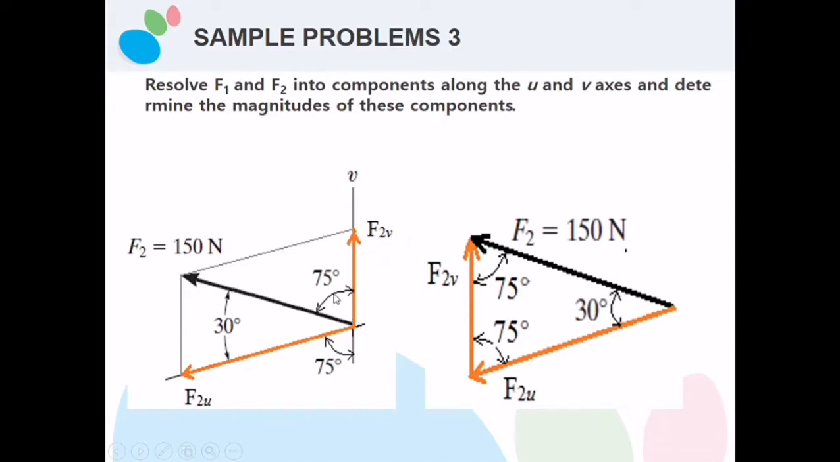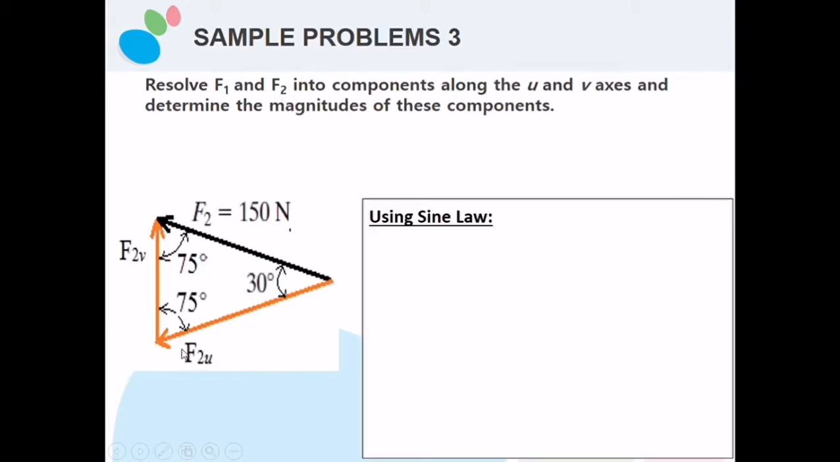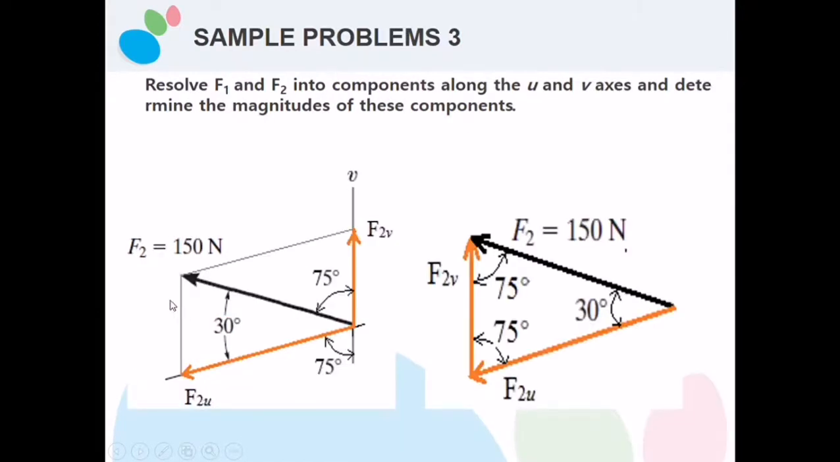The 75, okay, so this is 30 degrees. As you can observe, this is 30. And this one, we know that this is equal to our f sub 2 v component. So there it is. And then the angle here is just equal to the angle here. So this is 75 degrees. And of course, the angle here is just equal to the angle here, which is also equal to 75 degrees. And if you check, we know that the total sum of the angles of a triangle is equal to 180 degrees. So 75 plus 75 plus 30 is equal to 180 degrees.